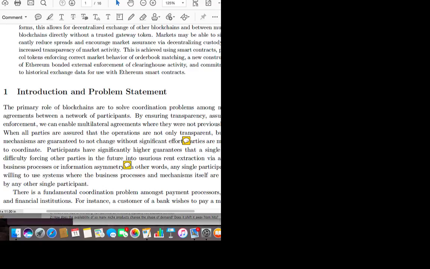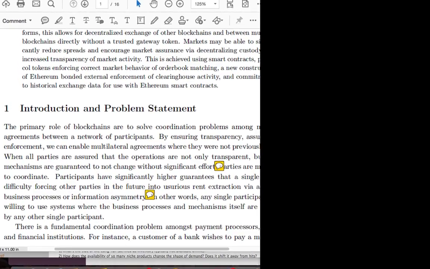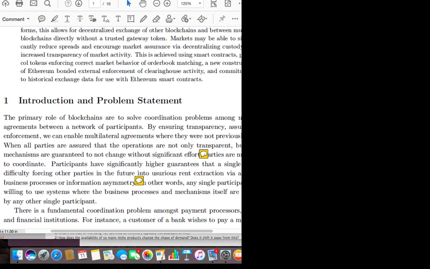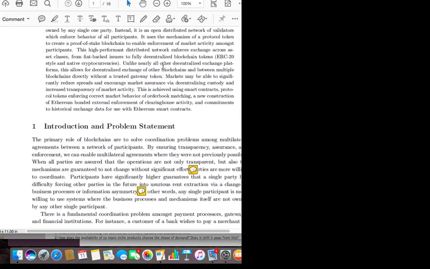Let me see if I can scale this a little bit for you guys. A little bit better. Okay, and scale this down. Okay, perfect.